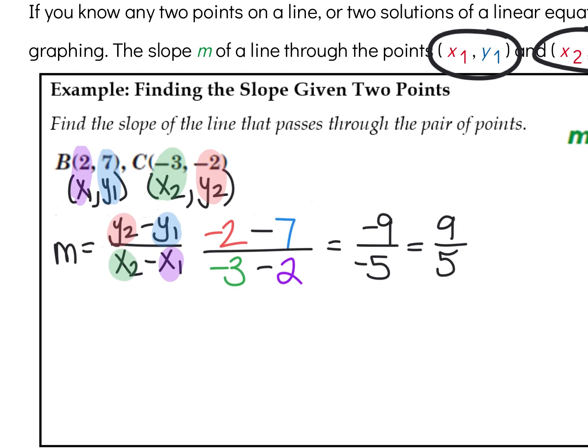If you had typed this in the calculator, you probably would have gotten a decimal or a mixed number. That is also fine. I sometimes like to keep it as an improper fraction because if I were to graph this, I would want one number over another number, or rise over a run. But you could also say that this is 1 4/5. However, that's not a nice rise over a run, so it would be a little trickier to graph. You could also say that this is 1.8, would also be acceptable. Any of those answers are correct.